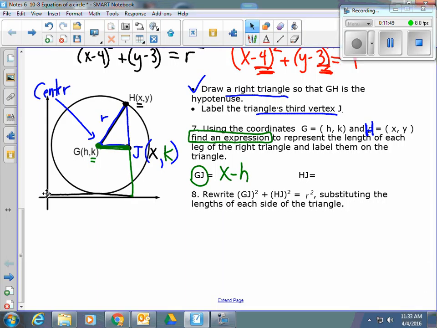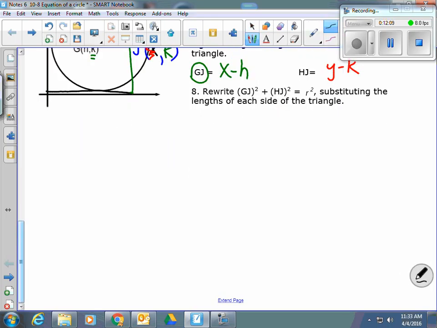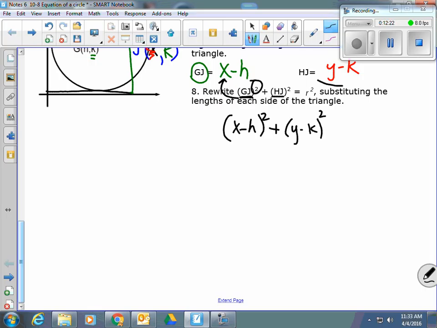And then I'm going to find HJ, which is right here. What letter is the same? The X's are. So what's my expression going to be? Good. Y minus K. Excellent job. And then they just want us to substitute into this equation. So GJ is X minus H squared, because they told me to, plus HG, which is Y minus K squared, is equal to R squared.